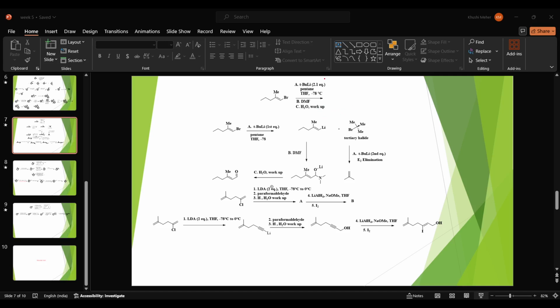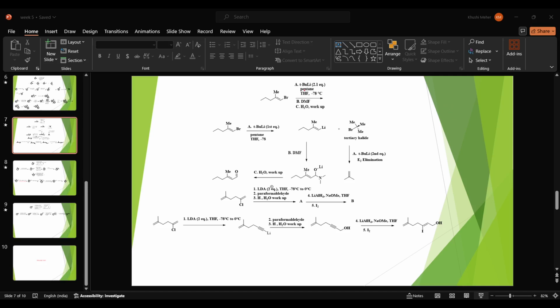But if you use carbon dioxide along with an acidic workup, then you will convert it to the corresponding acid. These are the two different cases. If you use DMF, then you will get the corresponding aldehyde. But if you use carbon dioxide followed by the acidic workup, then you will get the corresponding carboxylic acid. How will the carbon dioxide react?